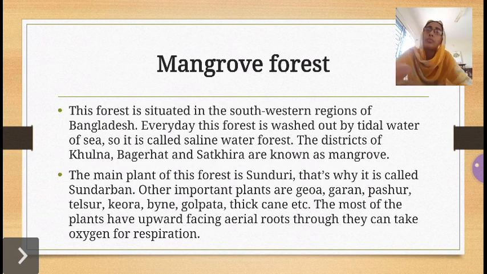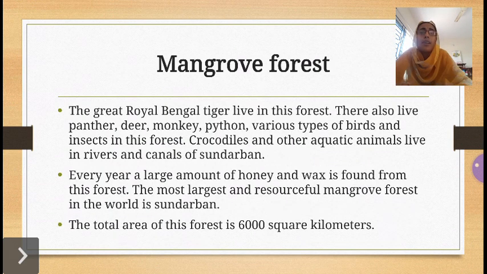Okay, and then comes the great Royal Bengal tiger. This is our national animal, and it lives in this forest. Panther, deer, monkey, python, and various types of birds and insects also live in this forest. Even crocodiles and other aquatic animals live in the rivers and canals of Sundarban. Every year, a large amount of honey and wax is found from this forest.